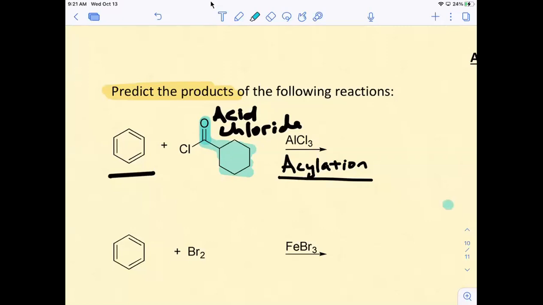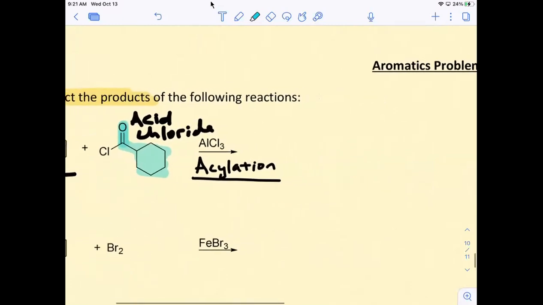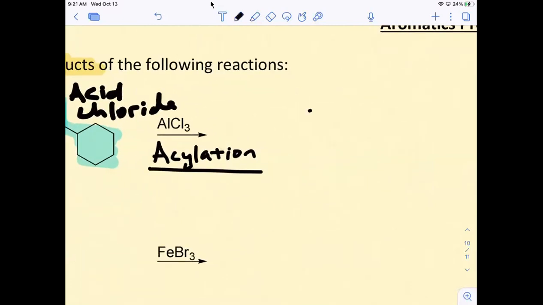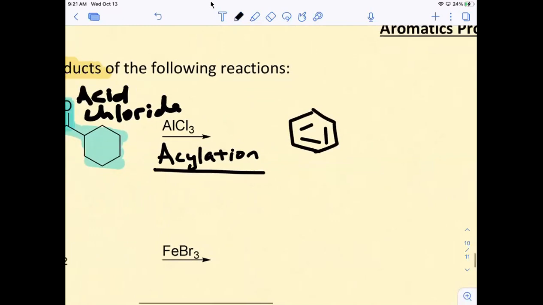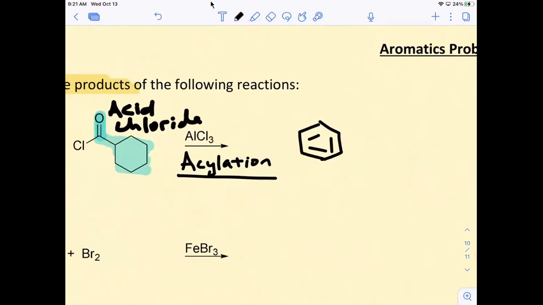what's the product? We know that the aromatic ring is going to be a product. Would you lose the chlorine? Yes, the chlorine is not going to be a part of the product. So I'm just going to add in this group just like that.